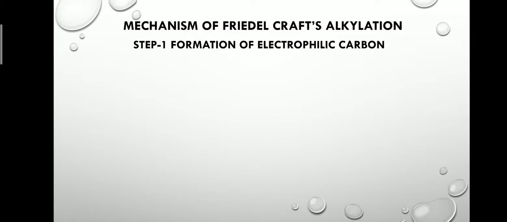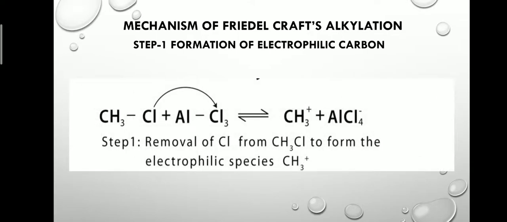Next is the mechanism of Friedel-Crafts alkylation. The first one is the formation of an electrophile for electrophilic substitution. Here also it is the same kind of reaction. Instead of an acyl chloride, here we are taking an alkyl chloride. That is the only difference between a Friedel-Crafts alkylation and acylation. First we are taking an alkyl chloride and treating it with the Lewis acid catalyst aluminum trichloride, which reacts with it and forms a complex.